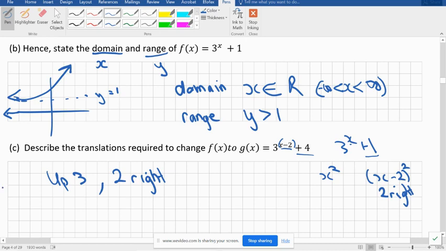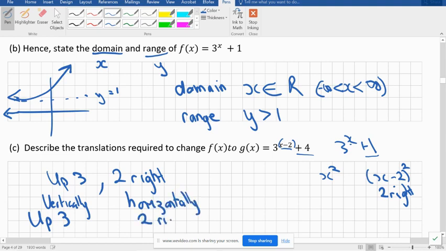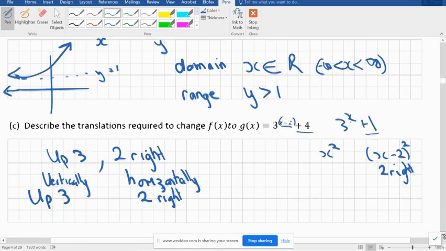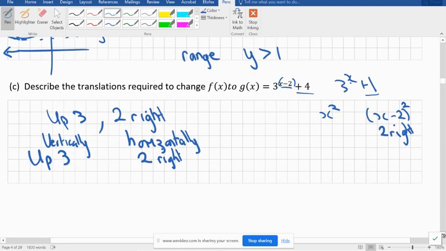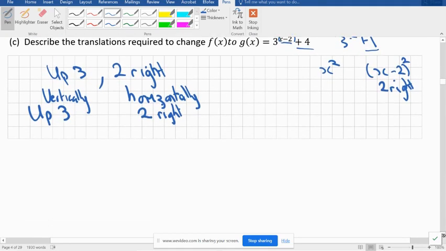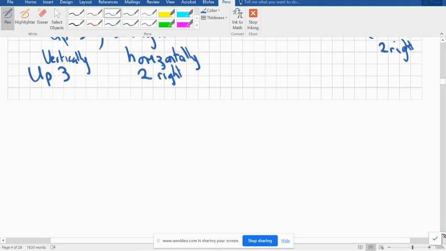Now we can use fancy words like translating horizontally. So if you could talk about up, you're translating vertically, up by 3. And if you're going to the right, we can talk about translating horizontally, 2 to the right. Any of those is fine. Okay, so moving on, there's some questions from your books as well to do.